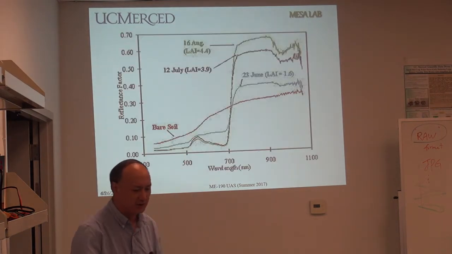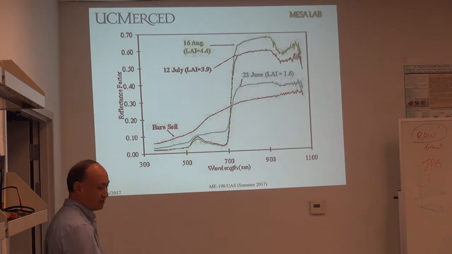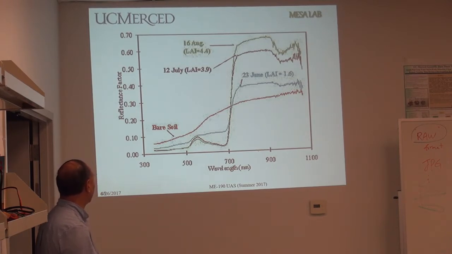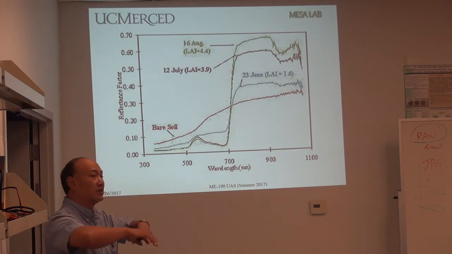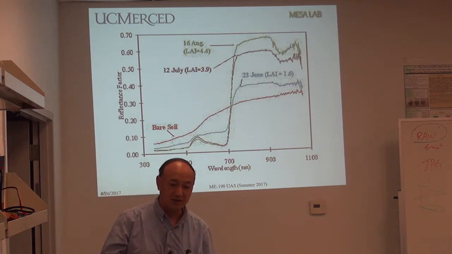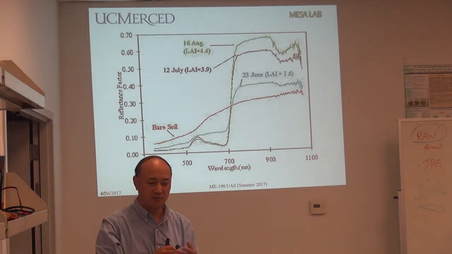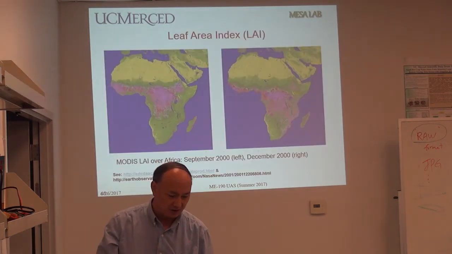So here's another leaf area index. Wavelength is like this. This is near infrared. This is visible. This is a reflectance factor percentage. The bare soil is the red one, okay? At different times you have a different leaf area index, the higher meaning it's growing, thriving. So you can see different times, June, July, August, you can see the crop grow in a very different way, okay? So in other words, we should be able to tell how the crop grows at different stages based on this reflectance behavior, okay?